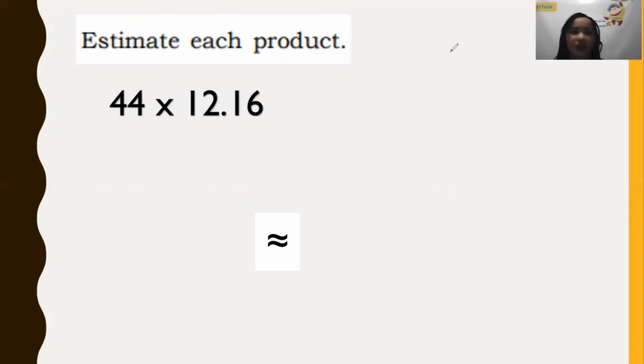Alright, I think it's the last example that I will discuss today. And if you have any questions about rounding of decimal numbers, meron po akong video na ilalagay ko sa description box ang link. So that's it for today.